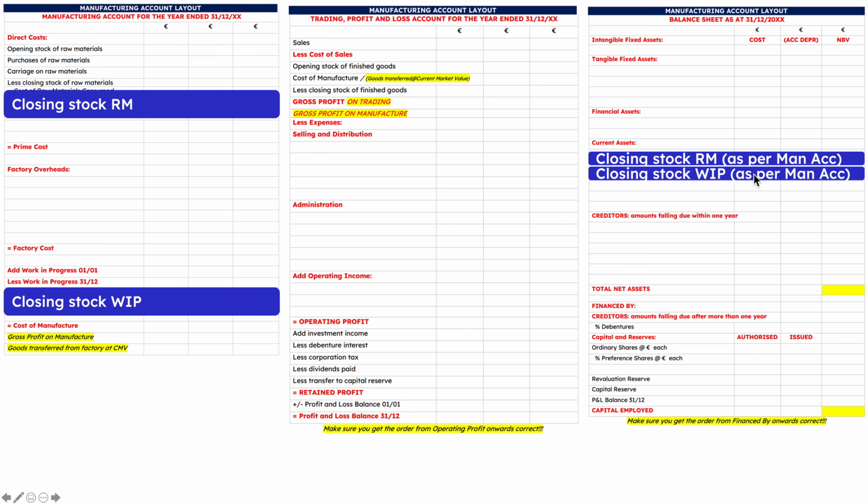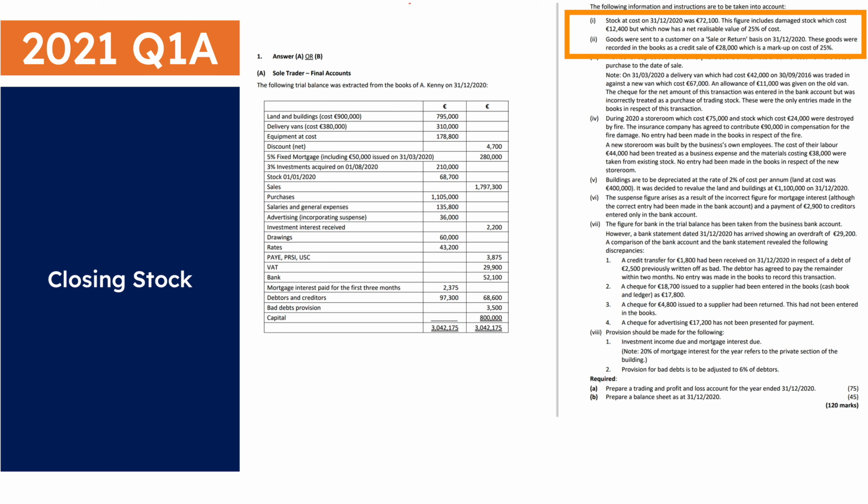All right, so as I said, you will see up to 3 closing stock adjustments in exams. You might see 1, very common to see 2, and in some cases we've seen 3. So it's very important to get this all absolutely nailed and know how to treat each and every one of them. So number 1 here in the 2021 question 1A. Stock at cost on 31st of the 12th, 2020 was 72,100. This figure includes damaged stock which cost 12,400 but which now has a net realisable value of 25% of cost.